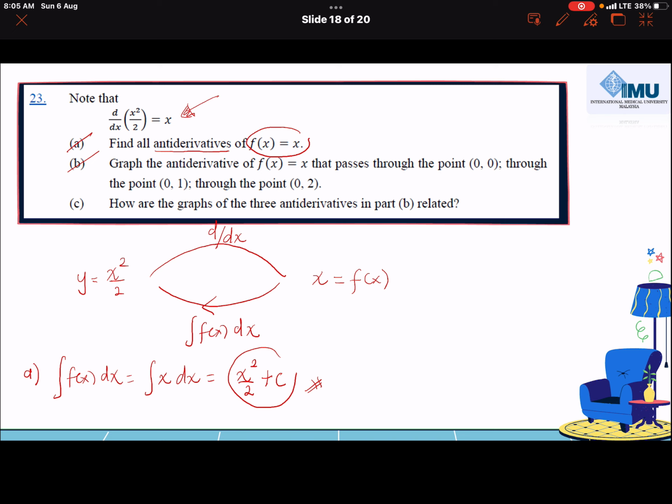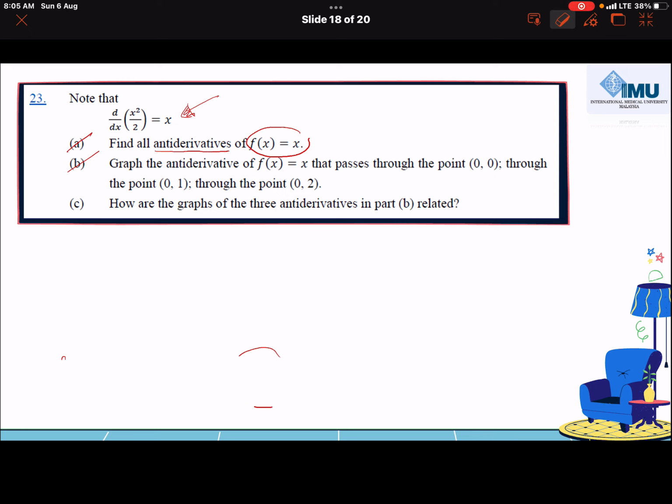Let me erase the working step at the top, and then we rewrite the solution for B. So we know already the antiderivative of our f(x), just now denoted as y, is x squared over 2 plus c. So if let's say it passes through (0, 0), what will be my c? Now let's try to do it together. 0 equals 0 squared over 2 plus c. At the end you get c equals 0.